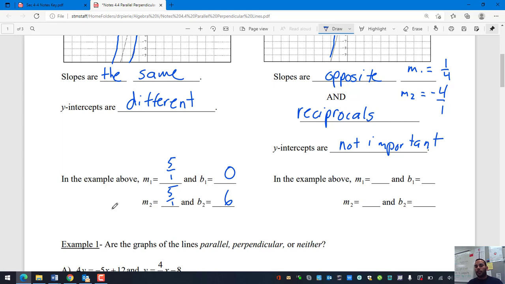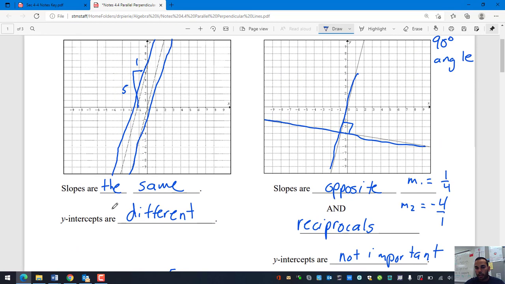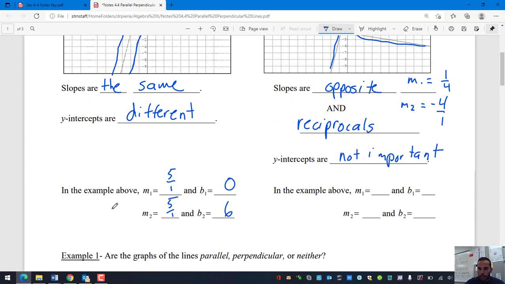Okay. In the perpendicular example above, we ultimately discover that this line that goes straight up and down has a slope of 5/1. And the y-intercept, we called it about equal to 0. Okay. The line that goes a little bit more horizontally, that line that goes left and right, is going to have an opposite reciprocal slope.